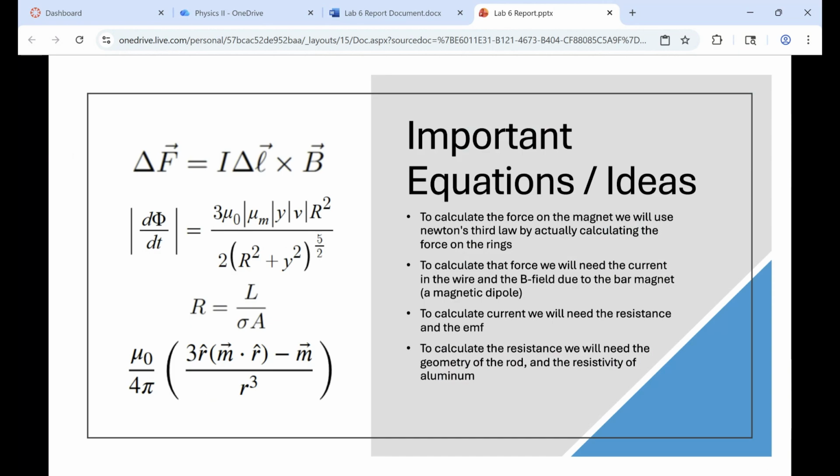Some important equations are the equations for force on a wire due to a magnetic field, the B field due to a magnetic dipole, the resistance of a substance, and then the rate change of flux.